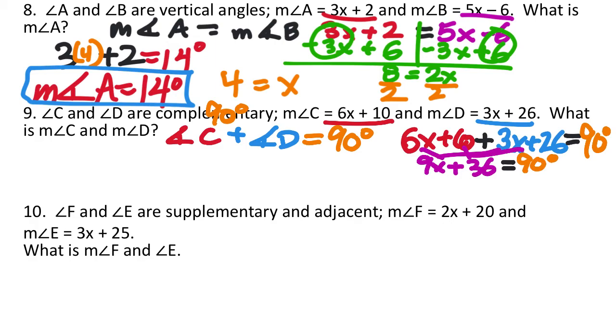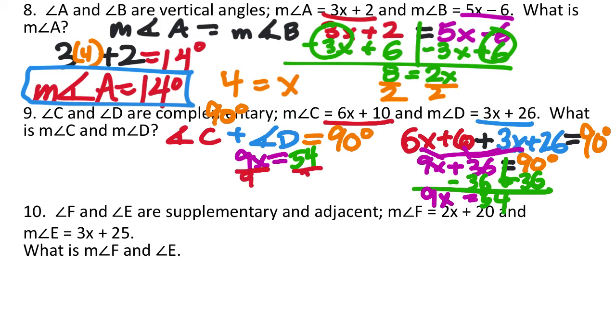So continuing to solve, I would say subtract 36 from both sides. And that gives me 9x equals 90 minus 36, which is 54. Let's write it over here so we have more space. 9x equals 54. And then the last thing we would do is divide both sides by 9, the coefficient of x. That tells us x equals 6.